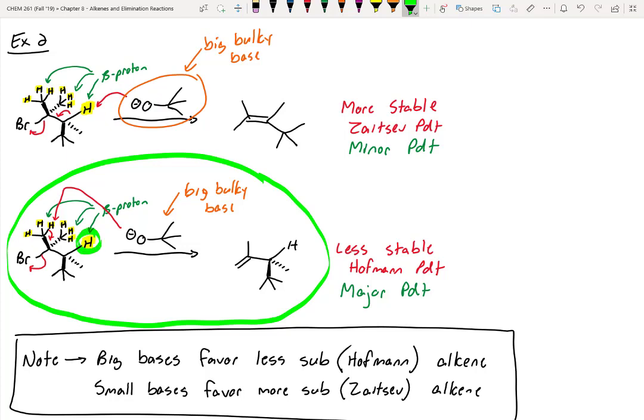If you think about the methyl group protons, they're just kind of pointed out away from everything. It's going to be a lot easier as a big bulky base to grab one of those methyl protons than it would be to grab one of those protons. I know it's a little confusing to think about, but big bulky bases have a harder time grabbing protons off of highly substituted carbons just because it's more crowded.